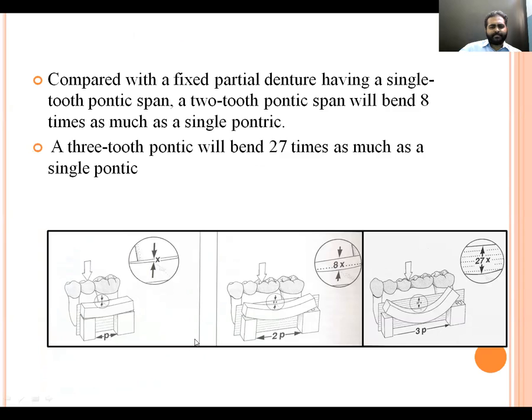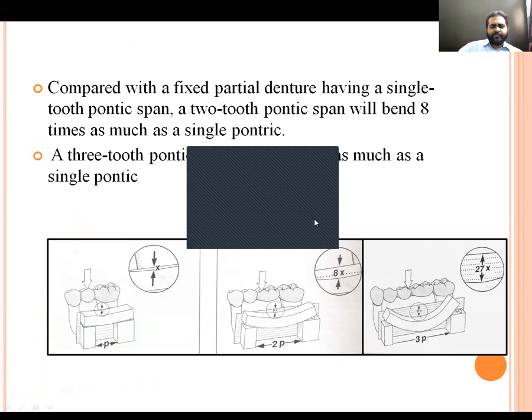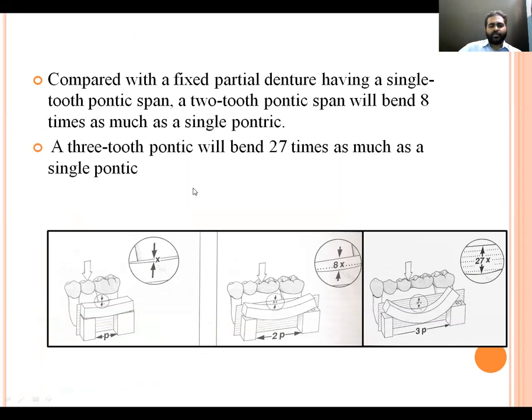So we make sure that a 3-tooth pontic should have bending forces around 27 times those of the single pontic. Suppose we have the span of the fixed partial denture as 2p. Then 3 times, the cube of 2 being 8, more deflection can be seen in the fixed partial denture. That is your 8x. Similarly, if the span of your fixed partial denture is around 3p, then the cube of 3 is around 27. So the 27 times single pontic will have the bending or deflection forces.